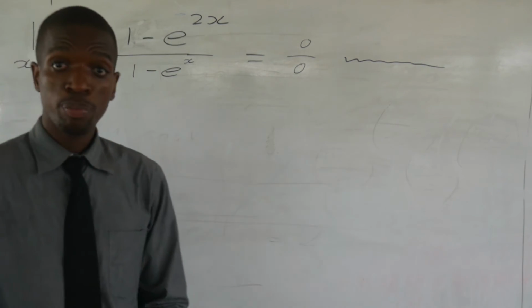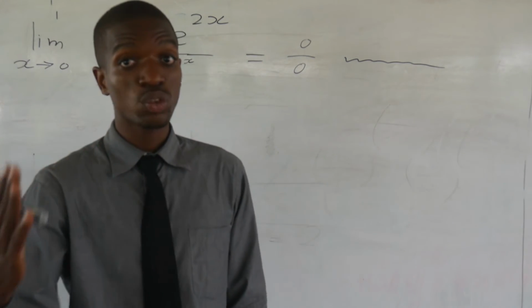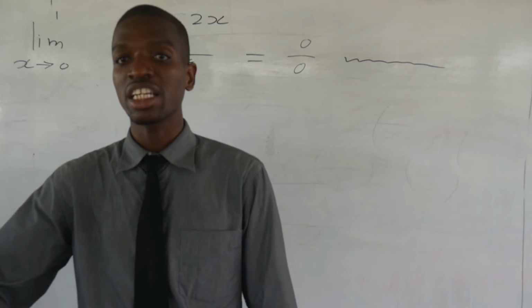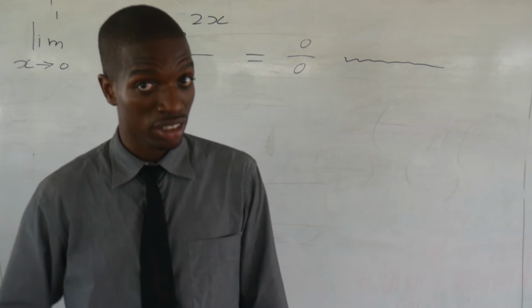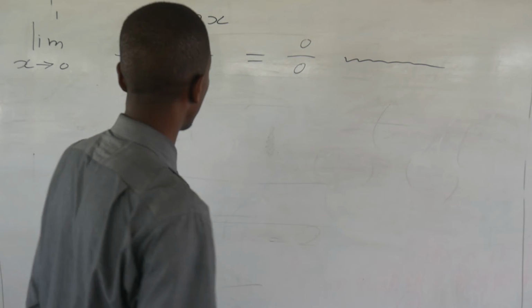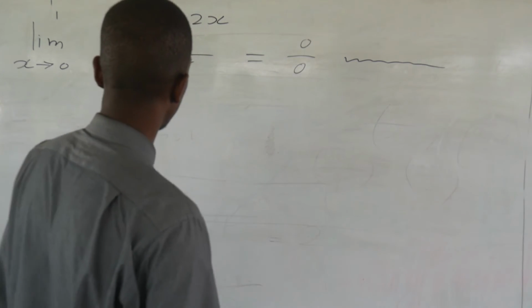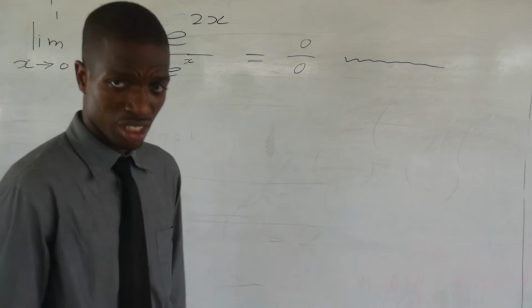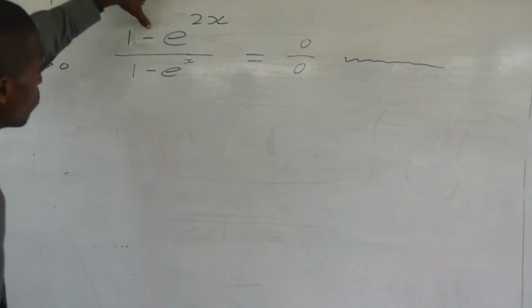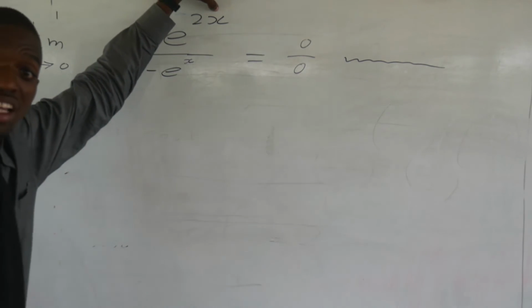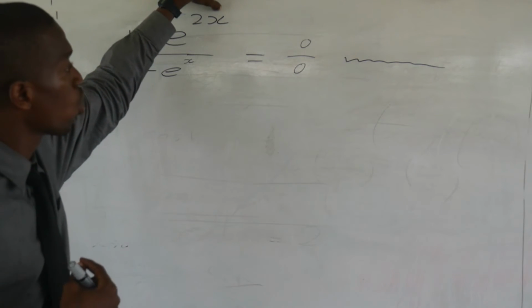Do we see any perfect square? Do we see any a squared minus b squared to expand it into a minus b multiplied by a plus b, to factor out, to cancel factors? Do we see anything like that? No. Or do we? Do you see a perfect square here? There is actually a perfect square here. 1 minus e to the 2x is a perfect square.